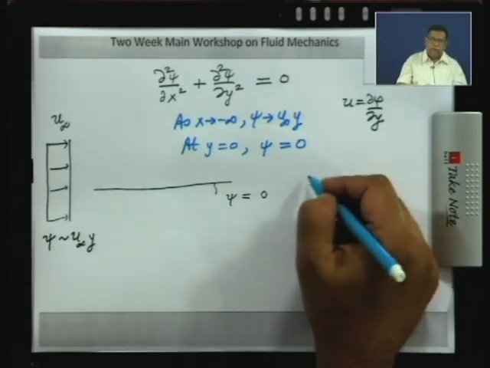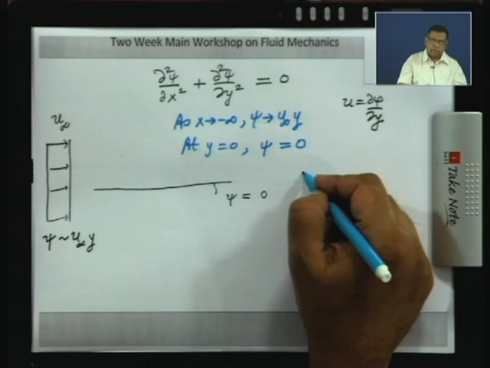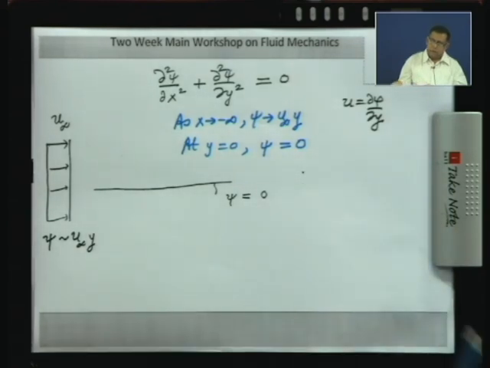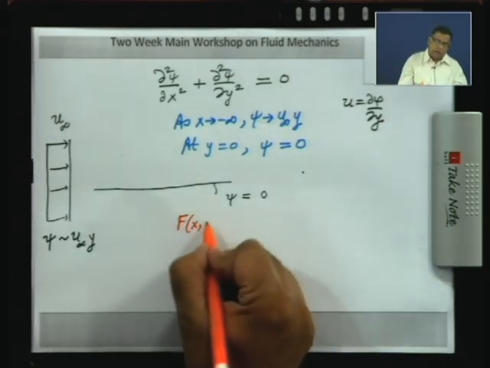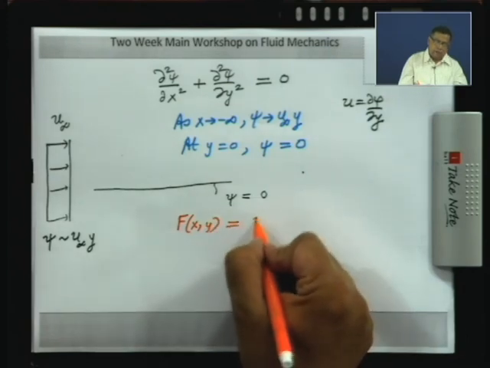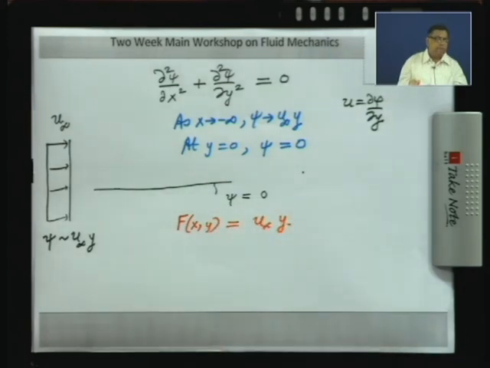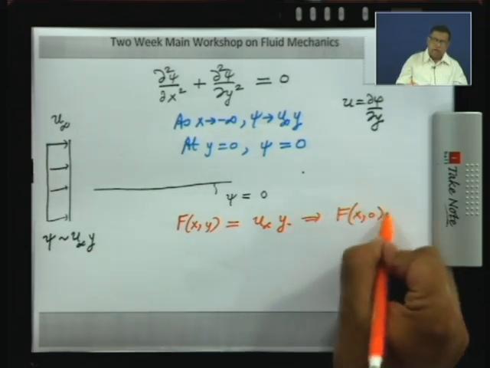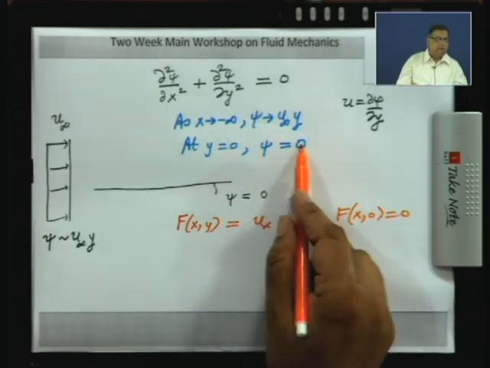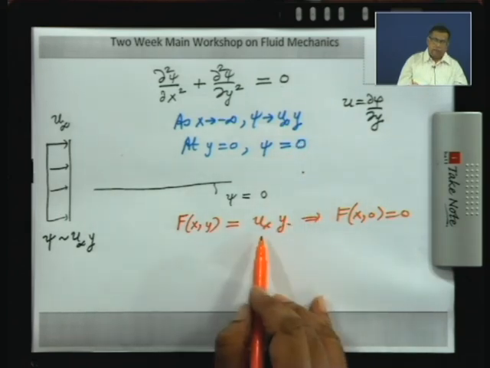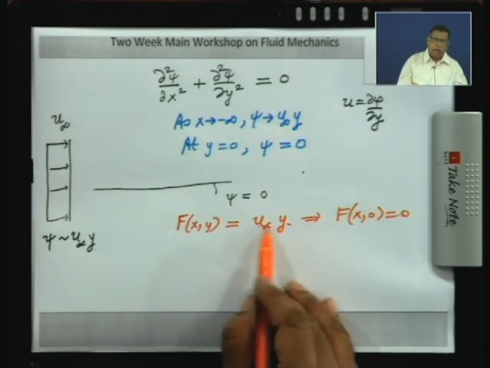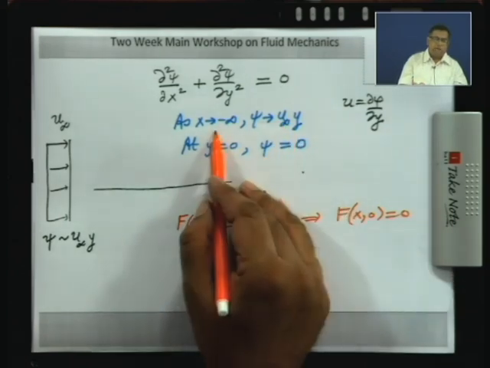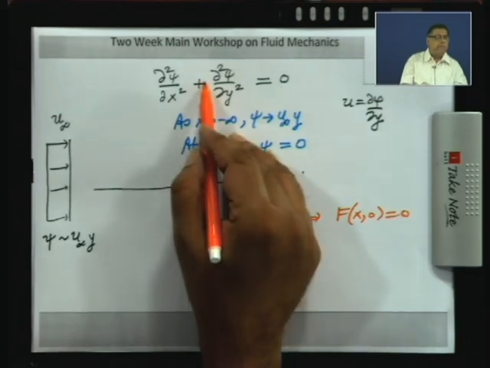Now, if you consider a function, say f of x y, which is simply u infinity y, let us say, it does not depend on x, then you can see that if I put y equal to 0, this is 0. So, this boundary condition is satisfied. Now, this function u infinity y satisfies the upstream condition. Let us see whether it satisfies the equation.